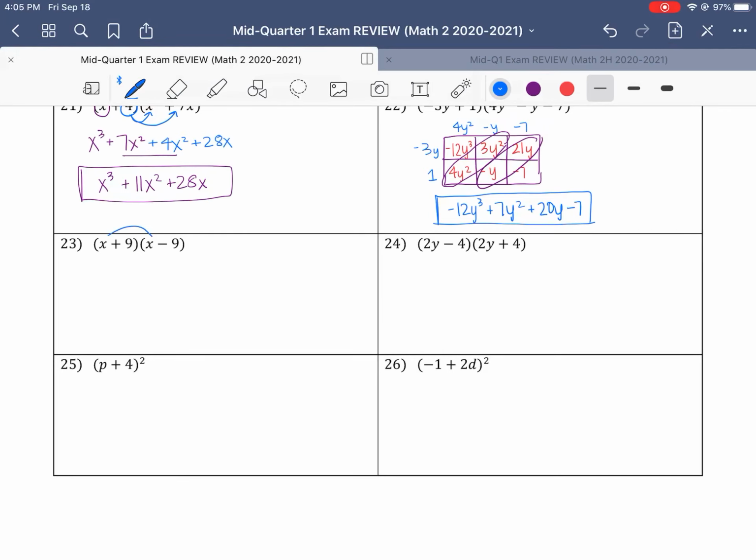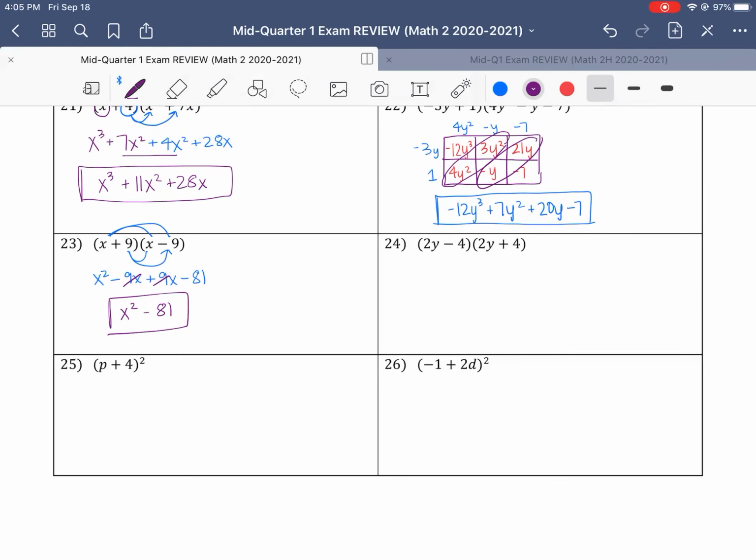Okay, and again you can apply any of those methods to work through these. Again, let's just distribute, so we get x squared here. X times negative 9 is negative 9x, plus 9x. 9 times negative 9 is negative 81. Notice your middle terms, you have one negative 9x, one positive 9x, so those add to 0, leaving us just with x squared and a negative 81.